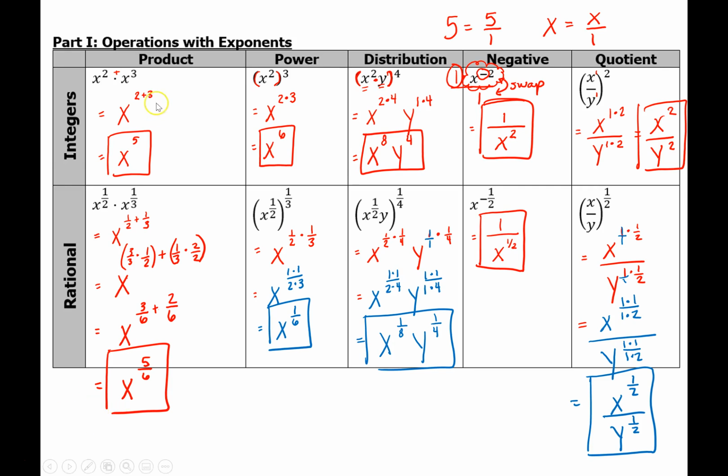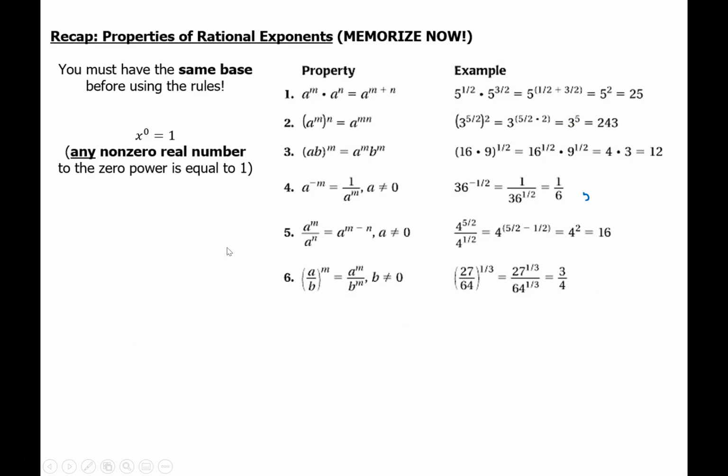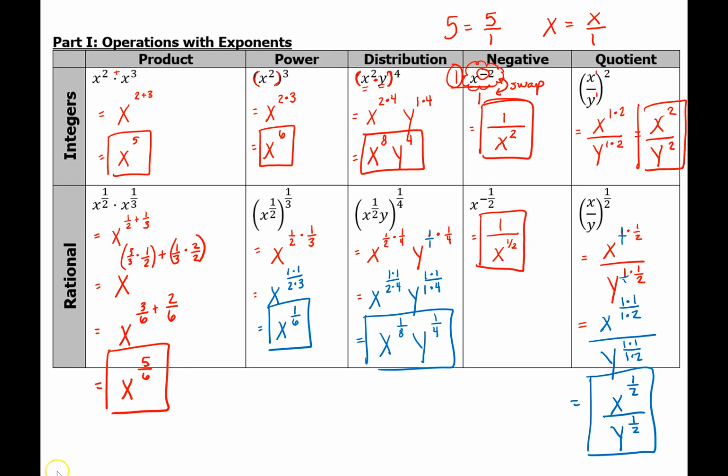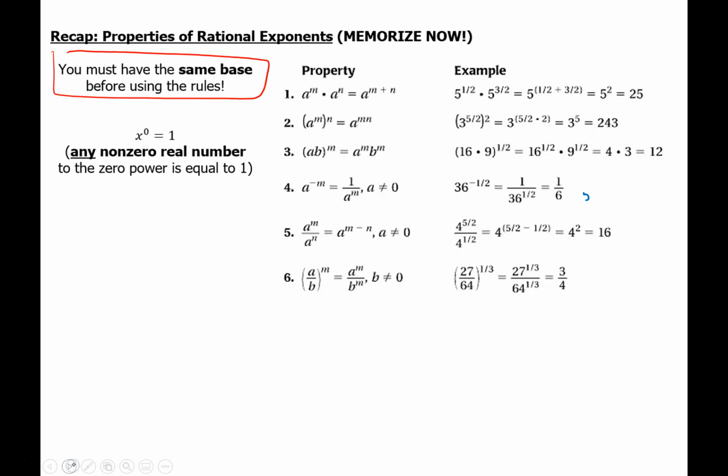Okay, so now that we've seen a couple of examples for each of those 5 different rules, let's just do a quick recap, a couple of important things. Number 1, you must have the same base before using the rules. Notice that on these 2 that had x and y, I didn't combine these exponents because these bases, x and y, are not the same. They would have had to be the same base, both x's or both 5s or something like that. They'd have to match.